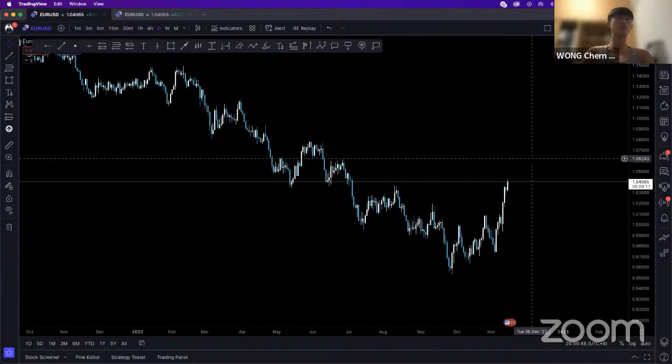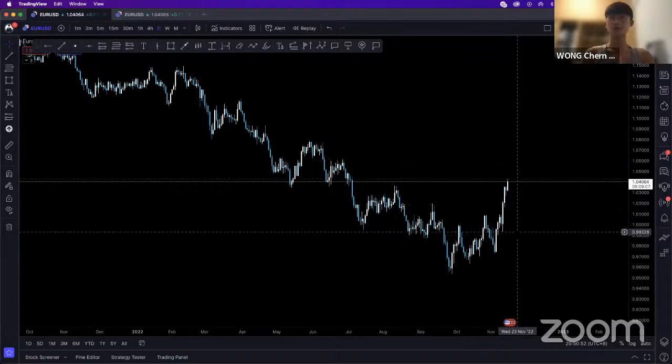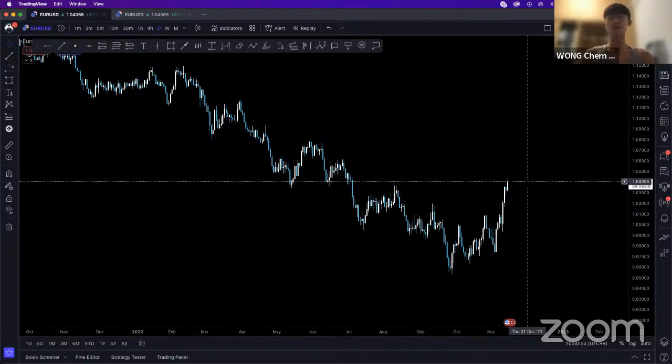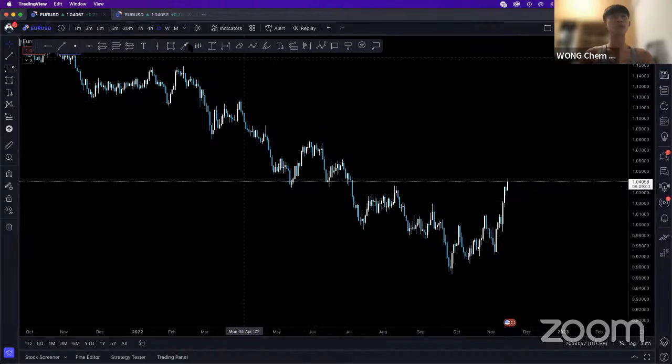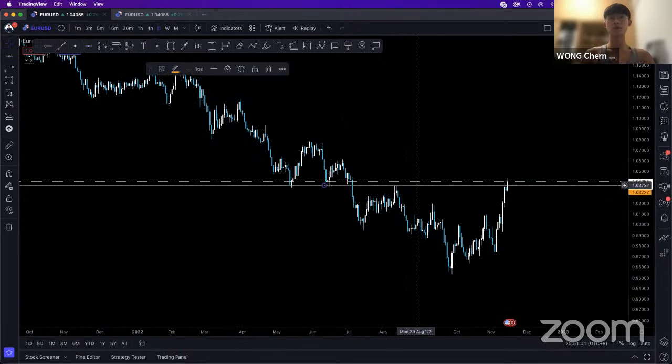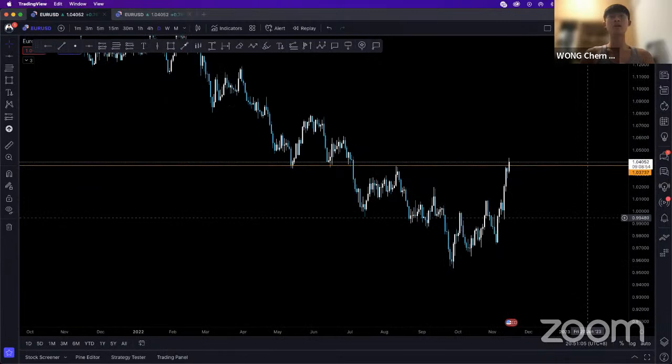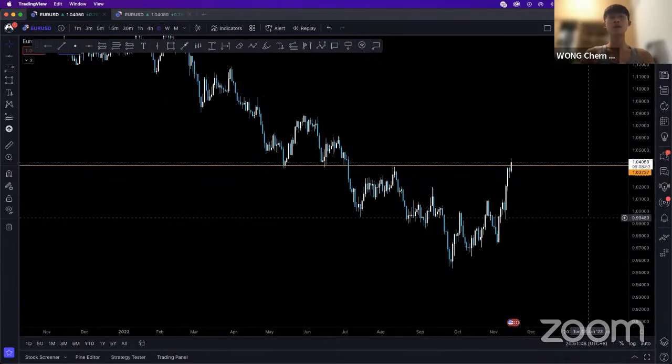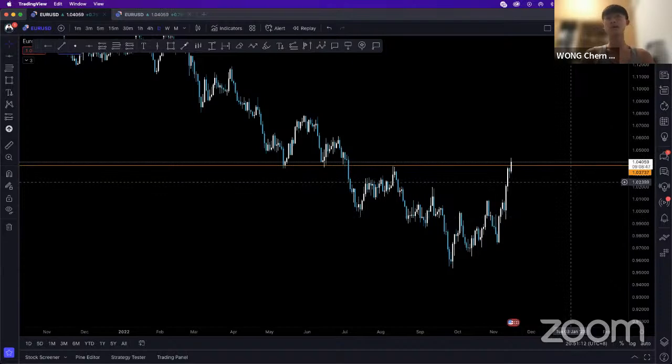If you look at Euro USD, we can see that price has been very bullish, as mentioned yesterday, and it has already hit our point of interest, this point over here. I've marked it out on the charts. This point of interest is very important because it's a key swing high.